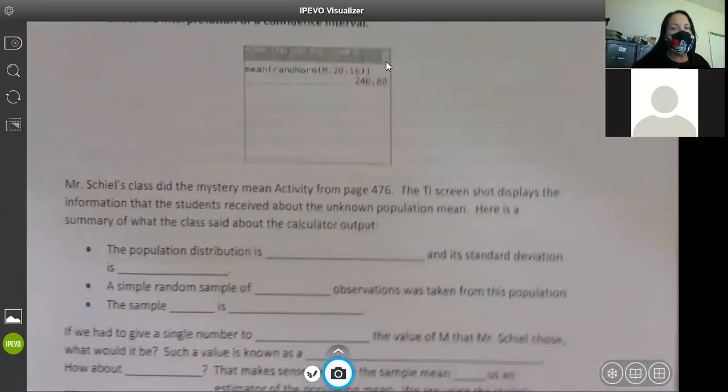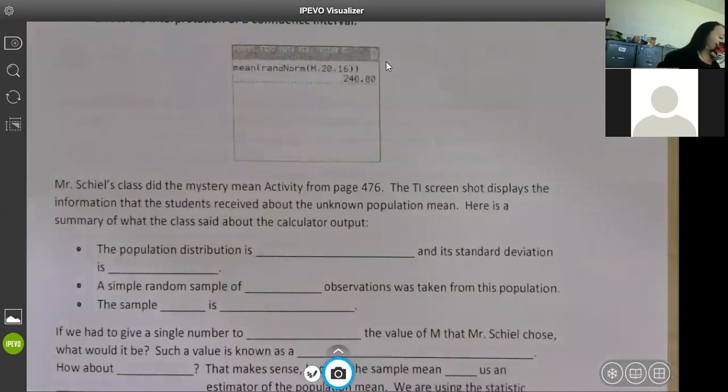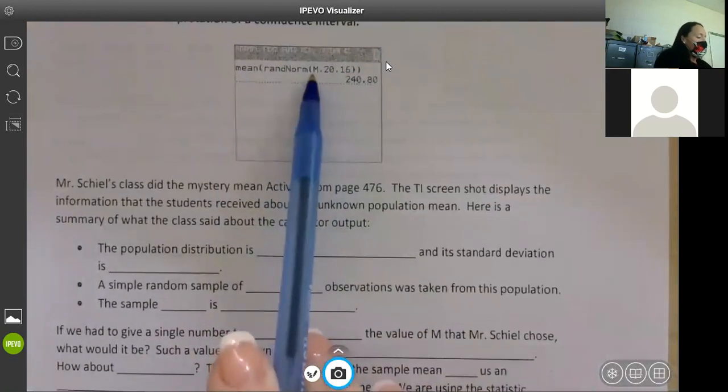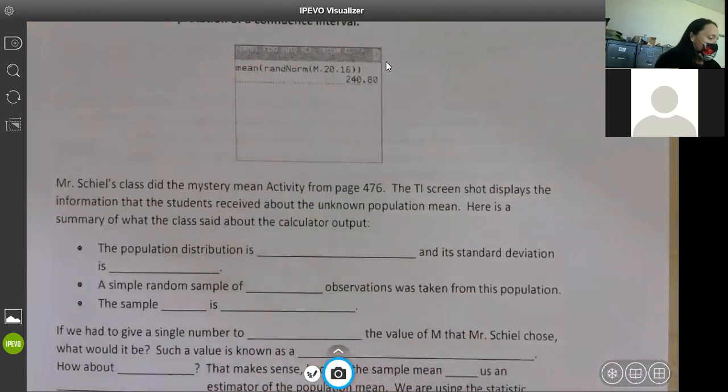Mr. Shields' class did the mystery mean activity from page 476, and you guys can go back and check that out. It's not a big deal. He asked what the mean was given a set of data. Given this, he wanted them to find what the mean was. The TI screenshot displays the information that the students received about the unknown population mean. Here is a summary of what the class said about the calculator output.